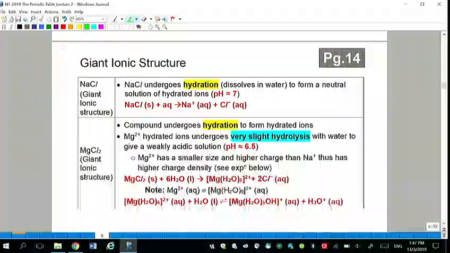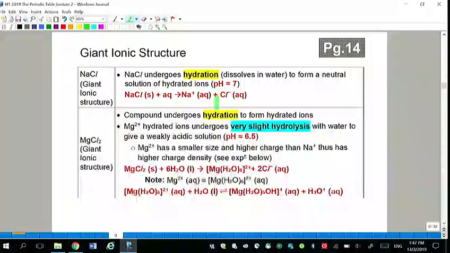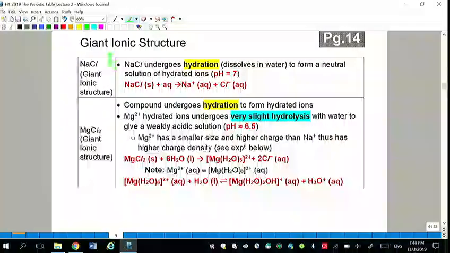Here, what happens is that sodium chloride solid dissolves in aqueous solution to form sodium ions and chloride ions. State symbols, you need to know. So take note of the state symbols as well. Solid becomes aqueous ions in aqueous solution. Can you follow so far? Okay, never mind.